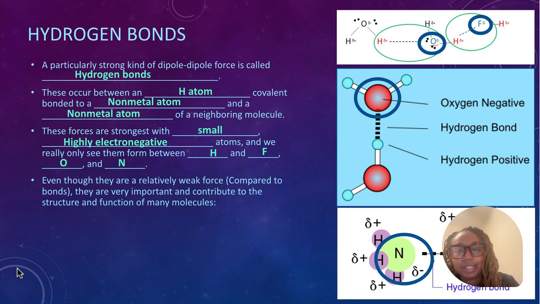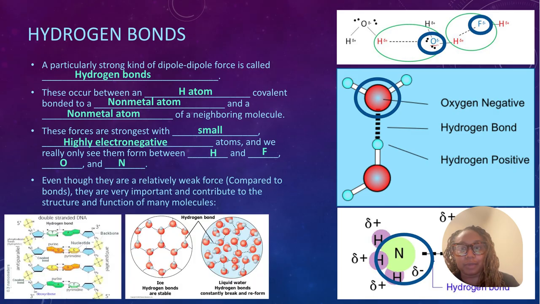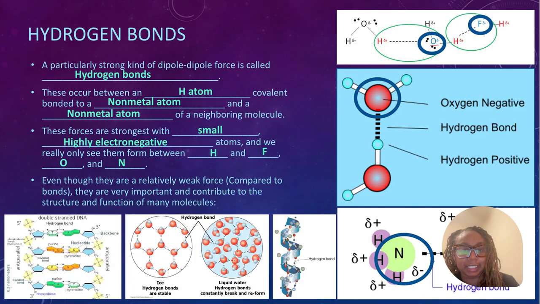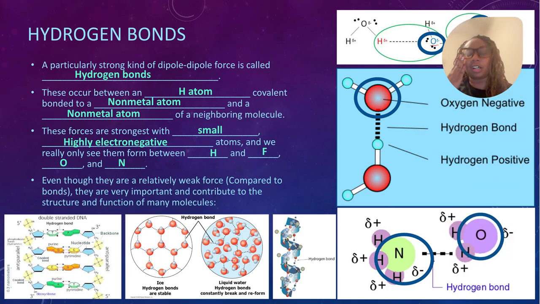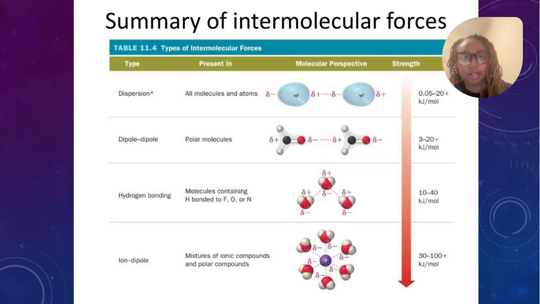Okay. Even though they're a relatively weak force compared to bonds, they're very important and contribute to the structure and function of many molecules. So, what that is literally telling us is that while hydrogen bonds are still weaker, right? Because we already said that any bond happening between molecules is weaker. Any intermolecular is weaker than intramolecular, right? But hydrogen bonds are our strongest intermolecular bond that can take place.